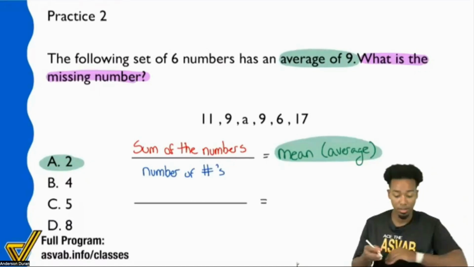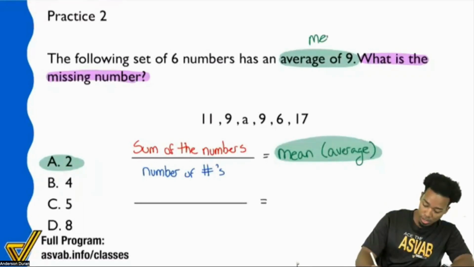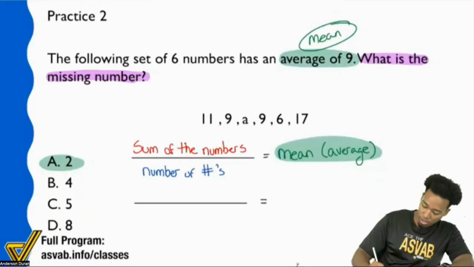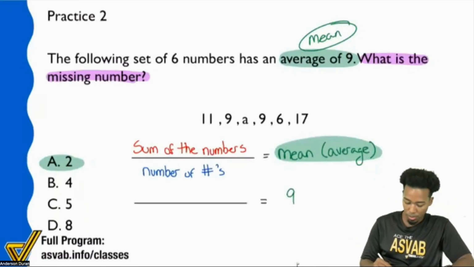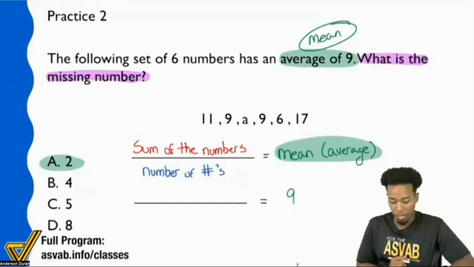Right, the mean was 9. There it is right there. There's our mean. Mean, average, it means the same thing. So there it is, it's 9. Everybody, how many numbers do we have? What are the number of numbers? How many numbers did they give us?